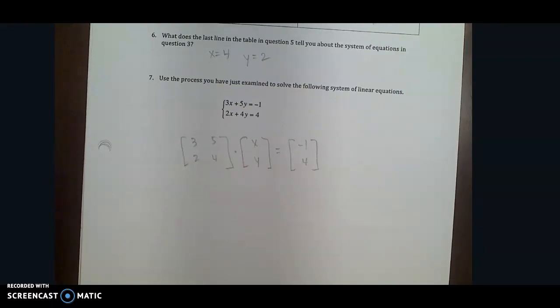What I want you to do is see if you can solve this example for the system of equations. Go back to the examples that we did. Remember, we want to find the inverse of this matrix first, and then we're going to multiply both sides of this equation by that inverse.